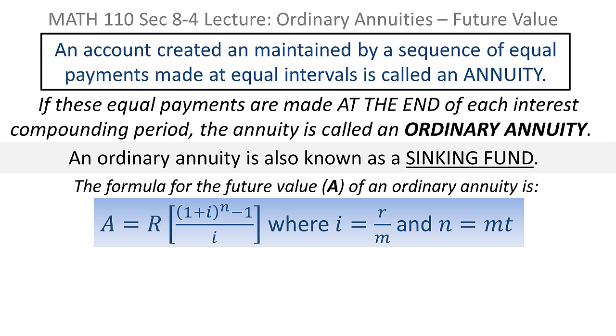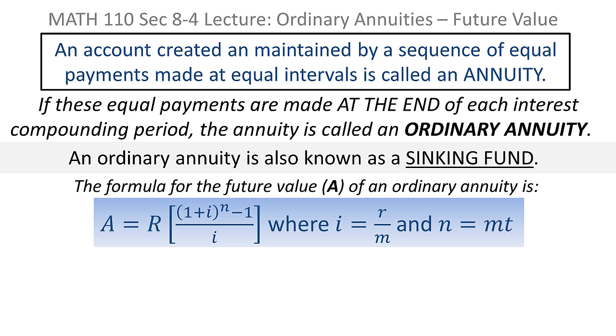Now, the formula we'll be using, we're always using capital A for the future value of whatever type of account we're dealing with. So this is an ordinary annuity. In this context, capital A is the future value, or sometimes I call it the accumulated value of the account. And the formula is given by A is equal to capital R times this fractional quantity, whose numerator is 1 plus i, that quantity raised to the n power, then minus 1, and that divided by i.